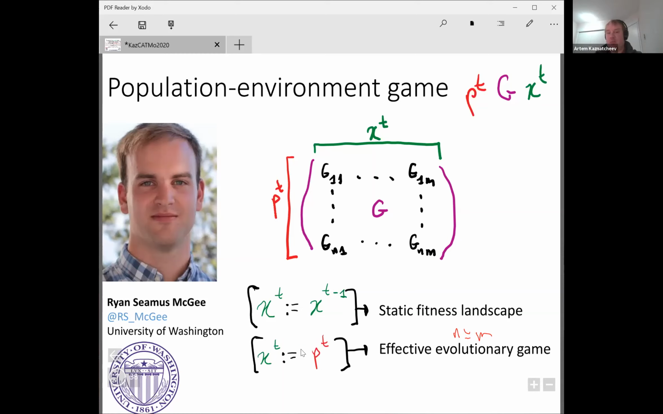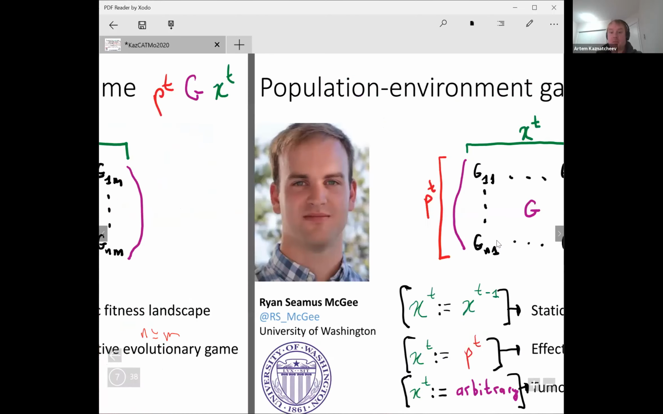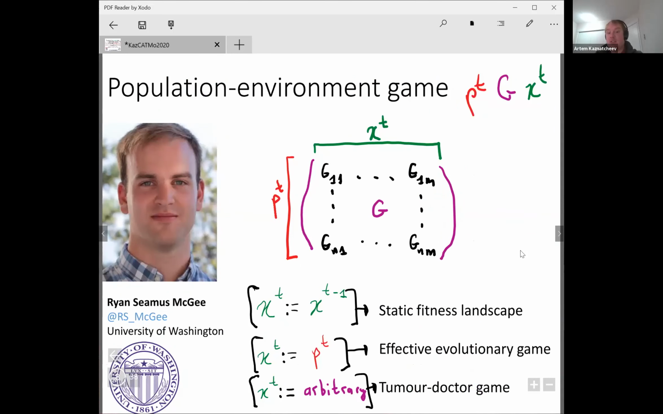I usually refer to this as a population involved in self-play, but you can also see it as a population setting its own microenvironmental challenges based on the distribution of agents in that population. And finally, of course, you can recover Katerina's model if xt is under some arbitrary, adversarial control, then we get the tumor-doctor game. We can imagine the population PT is evolving, and we as the doctor are choosing which column to challenge the population with, corresponding, say, to different treatments or various other things that we could do to intervene.